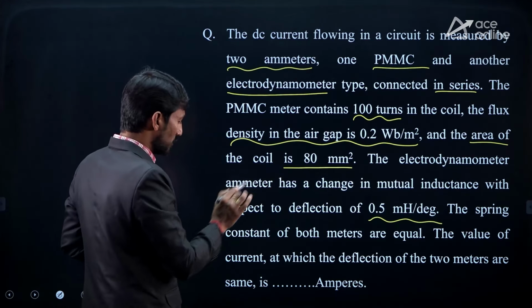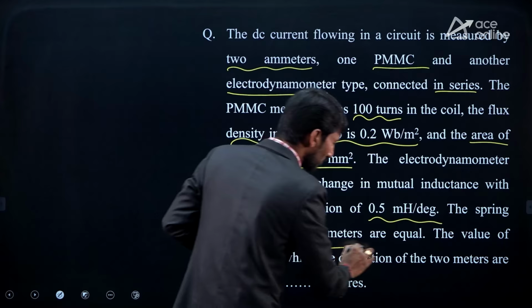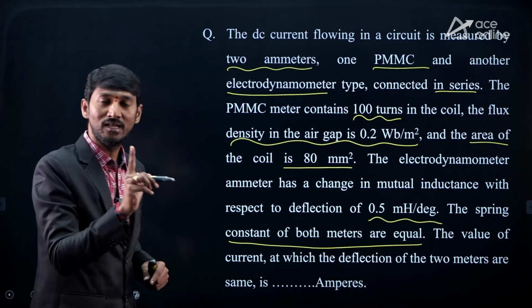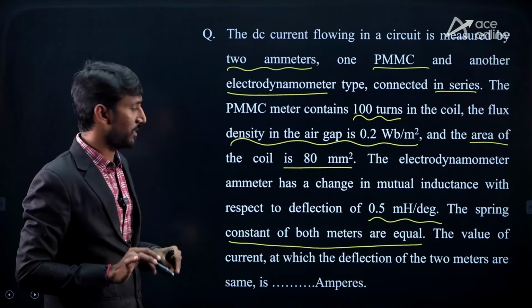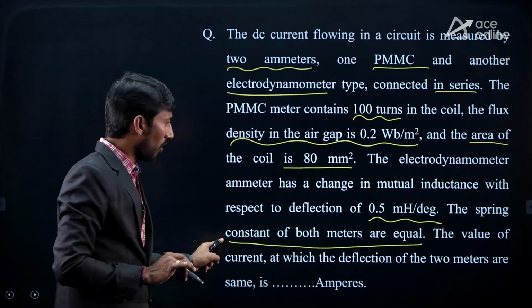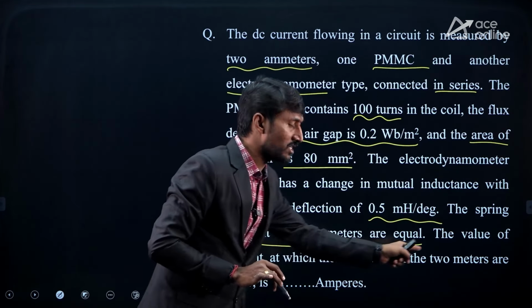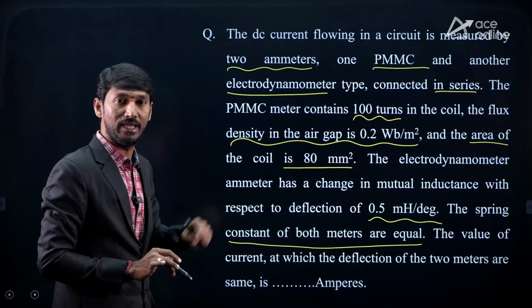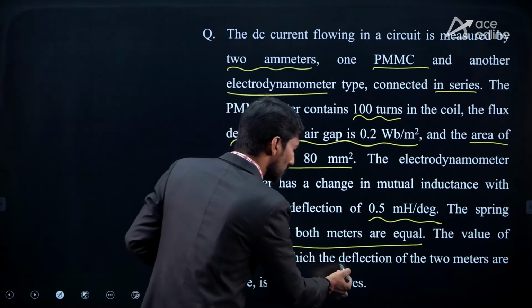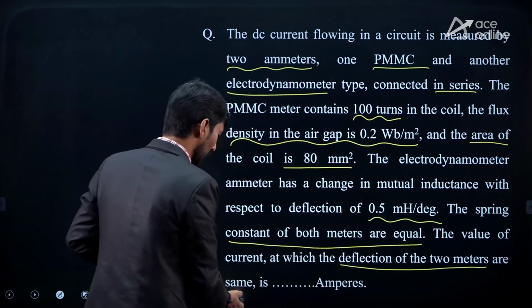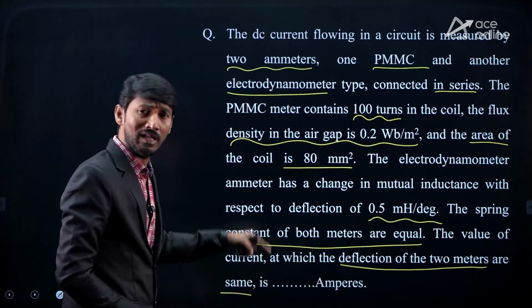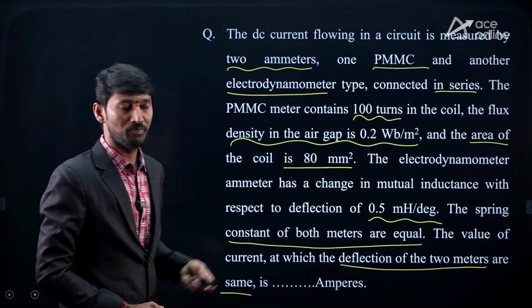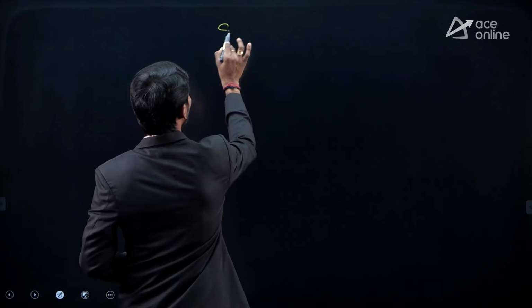Okay. The spring constant of both meters are the same, meaning Kc of PMMC and Kc of dynamometer are both the same. The value of current at which the deflection of the 2 meters is the same, nothing but theta of both is also the same. Therefore, the corresponding current is a dash. What is the data? Simple.